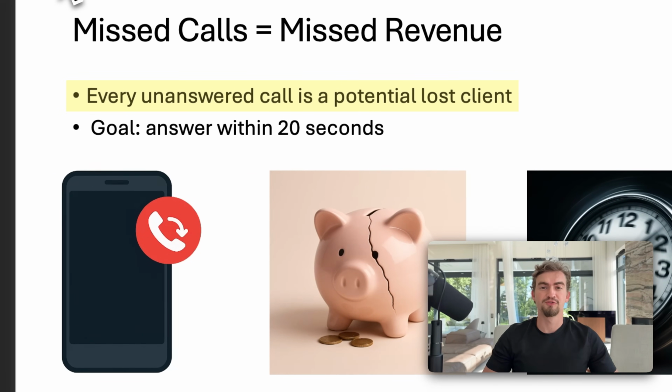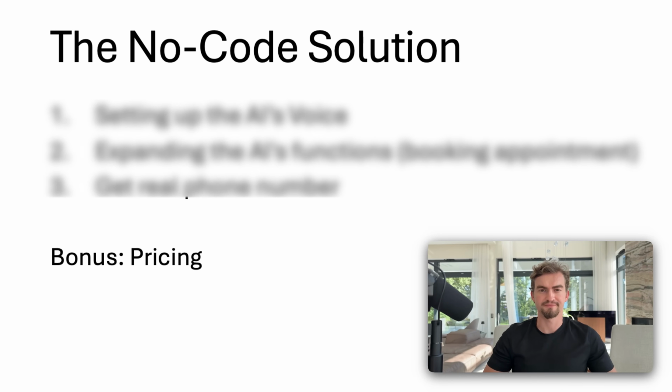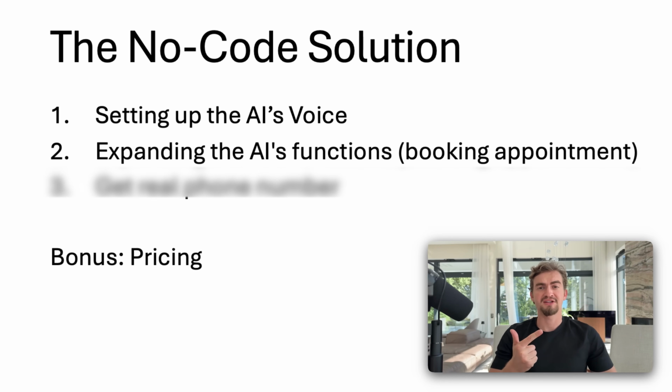So to reduce the chance of losing a client by not answering the phone, our goal is to answer each call in 20 seconds. And thanks to AI, this is no problem. In all this, using a no-code solution. For that, we need only 3 simple steps. First, setting up the AI voice. Second, expanding the AI's function. For example, to book appointments in the calendar.